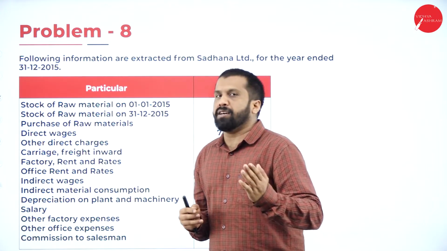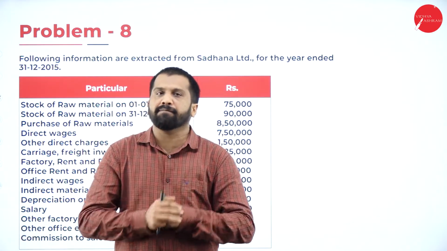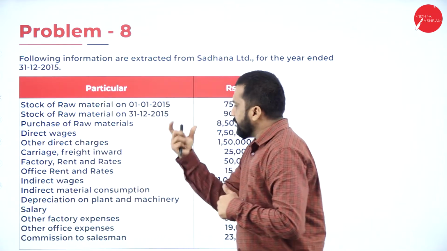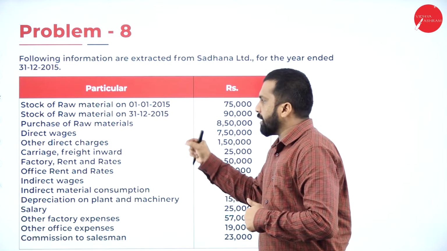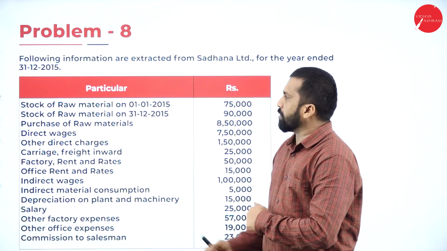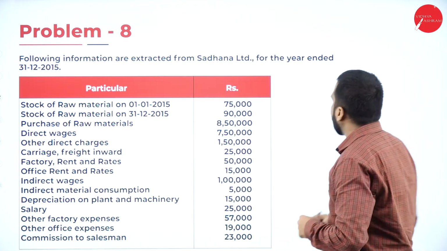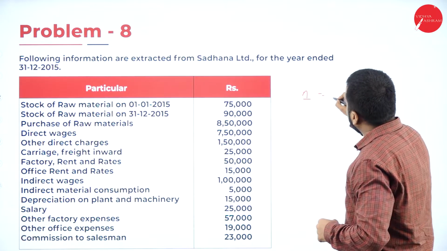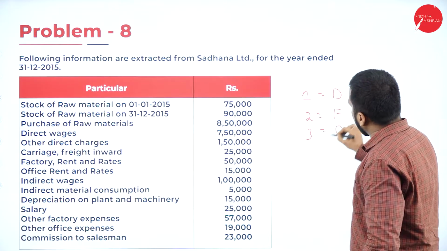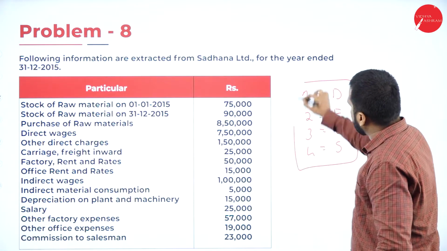If you are familiar with the cost sheet format, then there is no need to keep it in front of you. Now, we'll try a new thing today. Before I mark whether an item goes to first, second, third or fourth, you try to work out whether it goes to 1, 2, 3 or 4. What is 1, 2, 3, 4? 1 stands for direct, 2 stands for factory, 3 stands for office, 4 stands for selling and distribution.